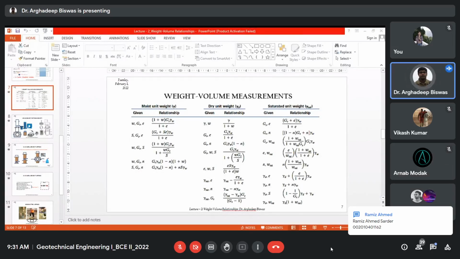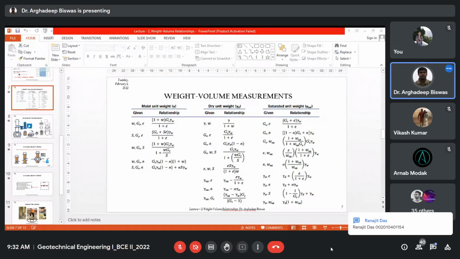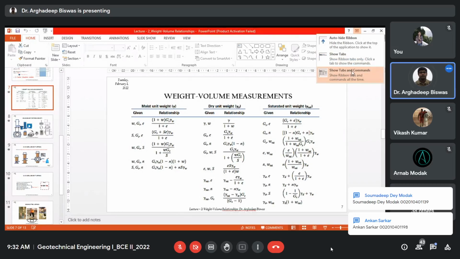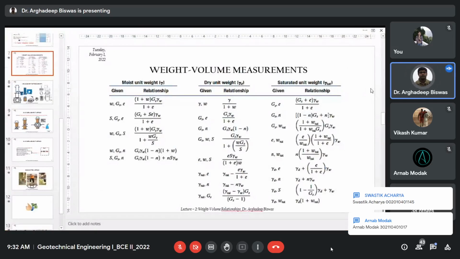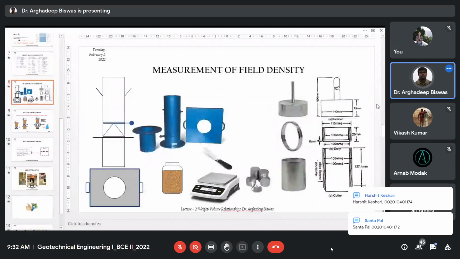Good morning, everyone. Please recall we have ended our last discussion with this last slide, the one we have just discussed. That is the interrelationships between the different volumetric as well as gravimetric measurements. This slide will be followed by two field tests to measure the field density.